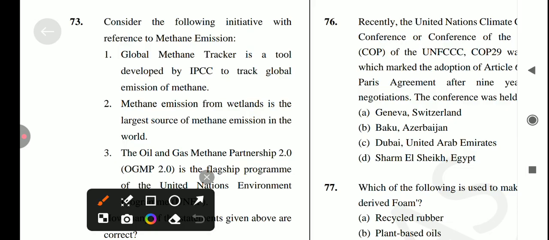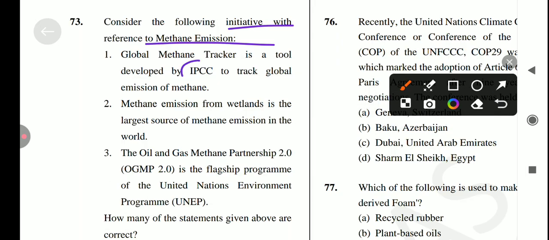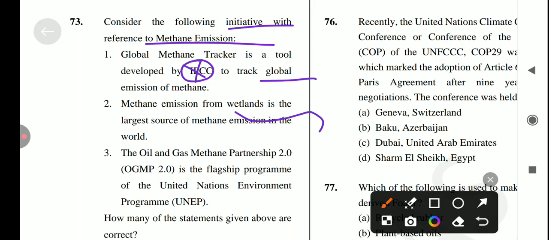First is the following initiatives with reference to methane emission. First, the Global Methane Tracker is a tool developed by the IPCC to track global methane emissions. Is it true? No, it's not a correct statement because it's not developed by the IPCC. It's developed by the IEA, which means International Energy Agency. So the first statement is incorrect.